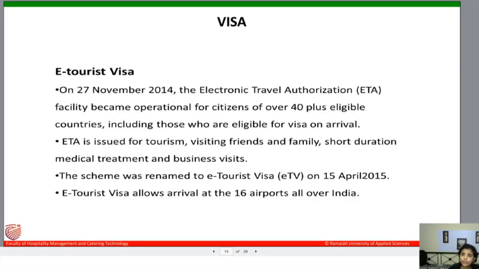So this electronic travel authorization, which was given to say 40 plus eligible countries, now under this there are almost 150 plus countries getting this kind of services in India. So 16 airports are fully equipped with e-tourist visa facilities. So this was a good step taken by the Ministry of Tourism.